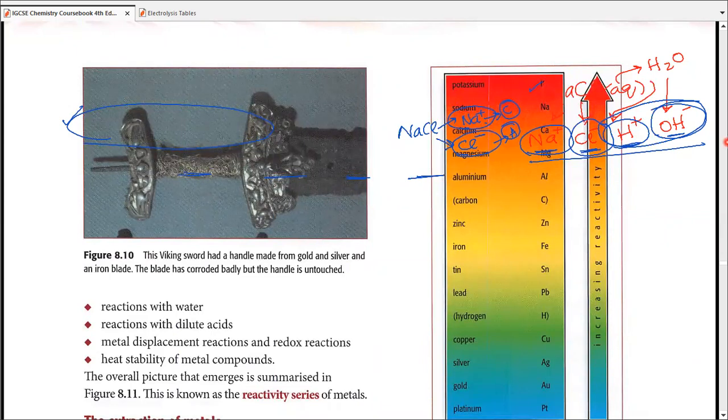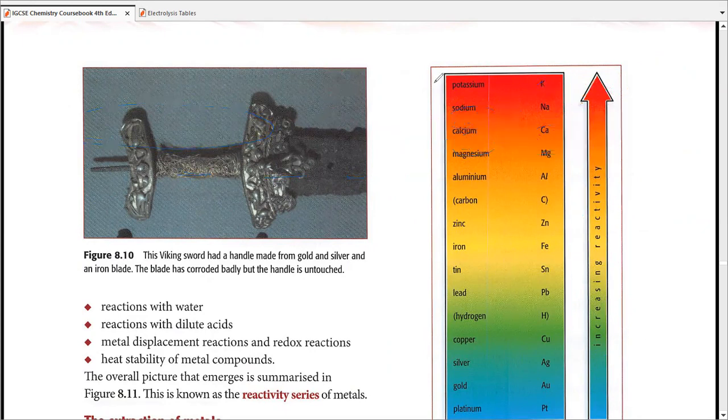On the right of your list, it tells us that this list is based upon reactivity, and the reactivity is increasing from bottom to top. I'm going to temporarily erase everything. Now, the elements on the top are the most reactive elements in the reactivity series. And then all the other elements' names are written in a similar way.